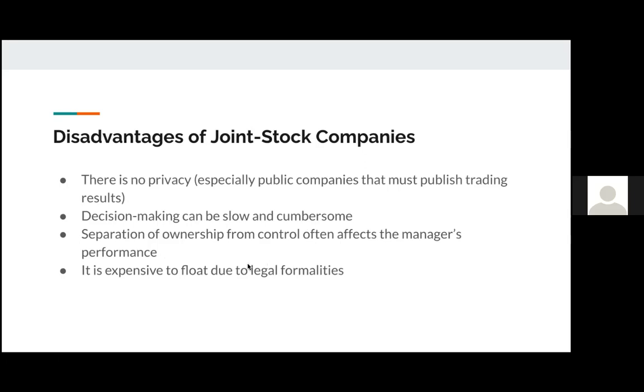The fact that you separate ownership from control often affects managers' performances. So for example, you would have managers in a public or even a private joint stock company that may not necessarily own parts of the company. And so they may not necessarily care about a lot of things that the owners may care about. Finally, it is expensive to float due to legal formalities.